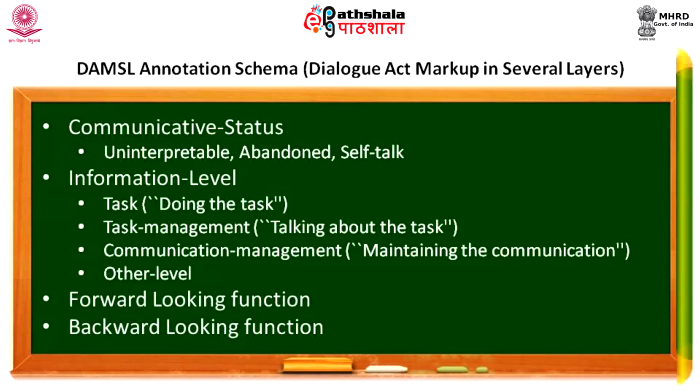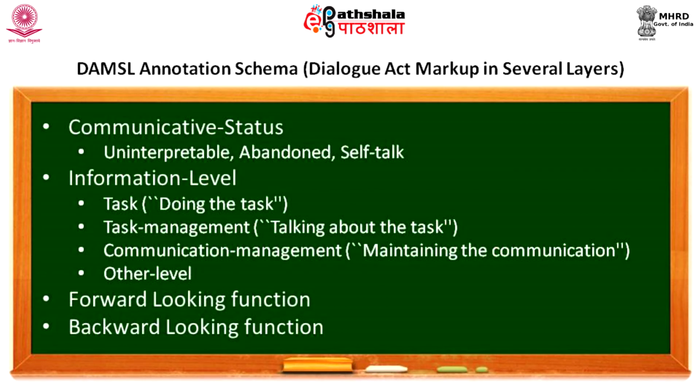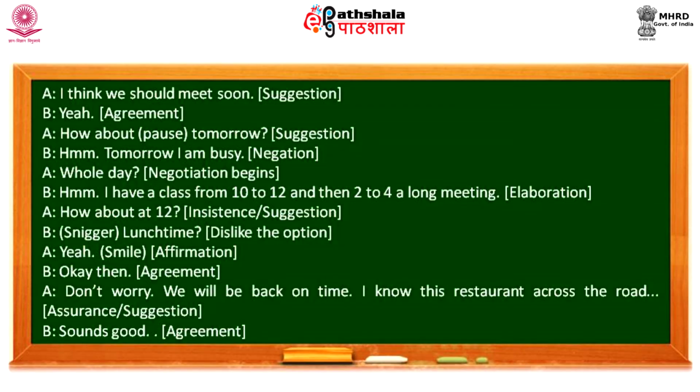It has 4 components. Communicative status, where it talks about the utterance, whether it is clear, whether the utterance is meaningful, whether the utterance is fulfilled or a full utterance. Then the content within the utterance is at the information level. And then there are 2 functions that are marked, forward-looking function and backward-looking function, where the context is taken into consideration. This is an example conversation which has taggings according to the DAMSL annotation schema.